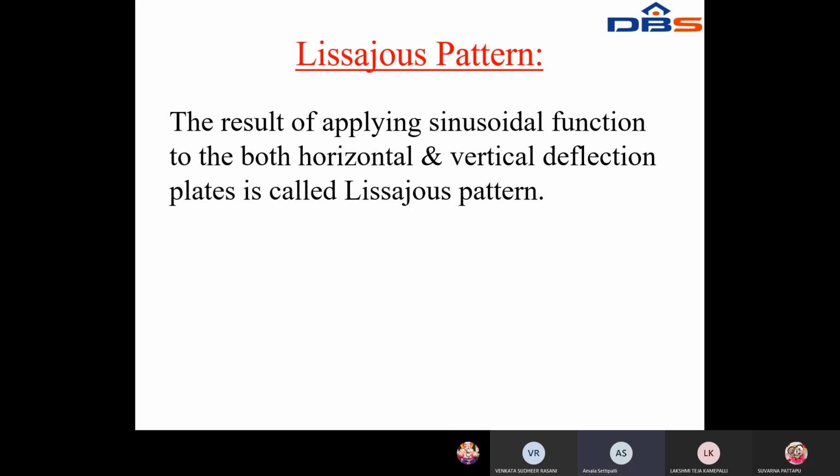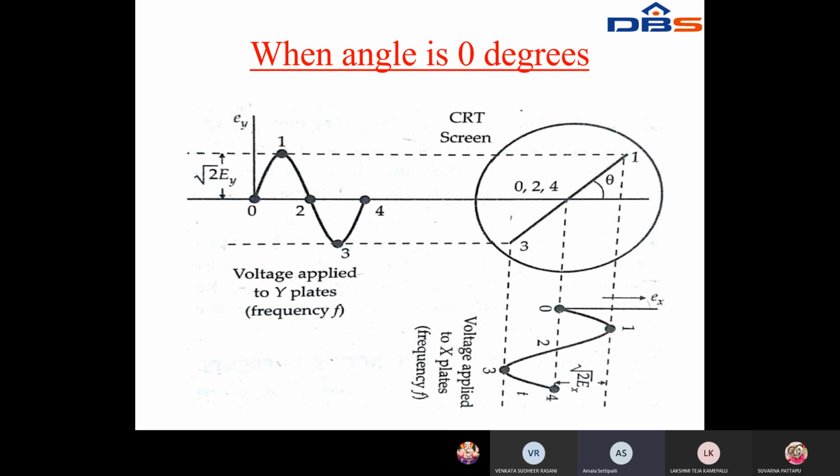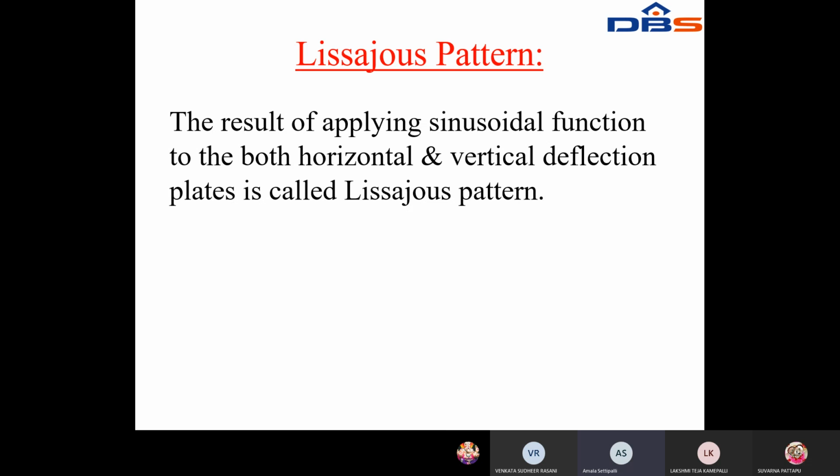So next, Lissajous pattern. The result of applying a sinusoidal function to both the horizontal and vertical deflection plates is called a Lissajous pattern. In a CRO, to get the output you have to apply some input source, in the form of a sinusoidal function. So applying the sinusoidal function to both horizontal and vertical deflection plates is called the Lissajous pattern.